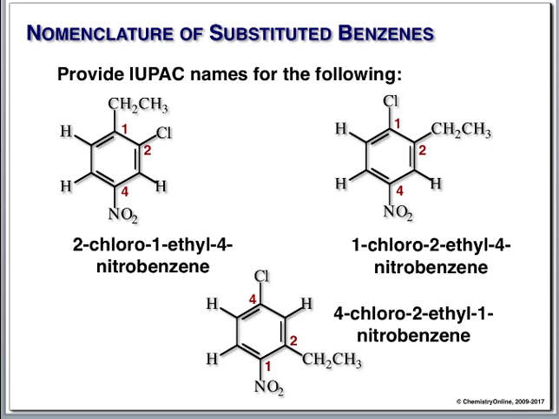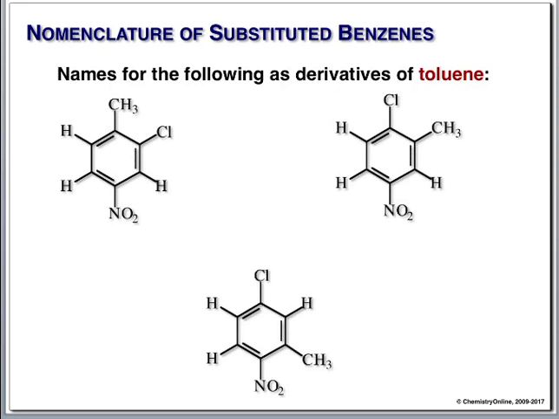Now I said that IUPAC will also let you call these things toluene. So how would you name these as toluene? If you name it as toluene, the methyl group is, by definition, number 1. So that makes it really simple. The methyl group is always going to be 1. That makes it a 2-chloro, 4-nitrotoluene. You don't have to indicate where the methyl is because you're calling it a toluene. And that's automatically carbon 1.